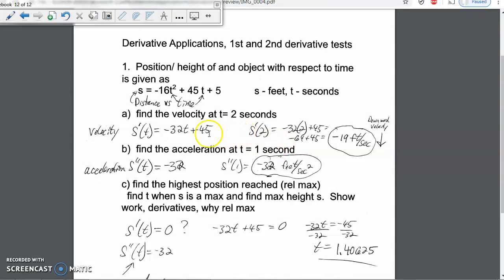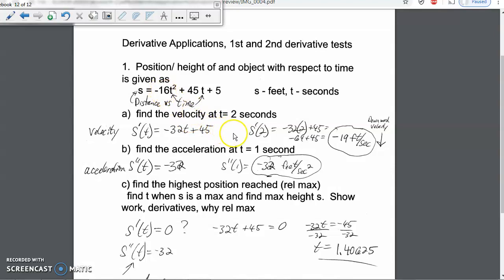So if you were to plug in 1, that would still be going up between 0 and 1 second. If you want to find the exact peak, you'd set this derivative equal to 0. So that's going to be a decimal, 1 point something. So between 0 and that 1 point something, it's going up. It hits a max, and then it's going down. Of course, everything you throw in the air, due to gravity, is going to come back down.